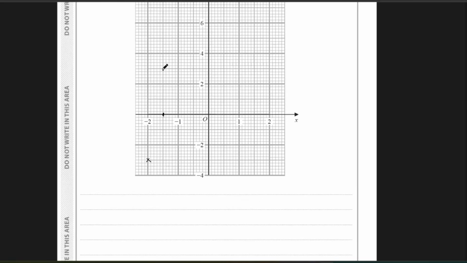3.75, so this would be 3. We have 5 squares between 3 and 4. So each square accounts for 0.2. So 3, 3.2, 3.4, 3.6, 3.8, and then 4. So 3.75 would be somewhere here. So that is 3.75 roughly.